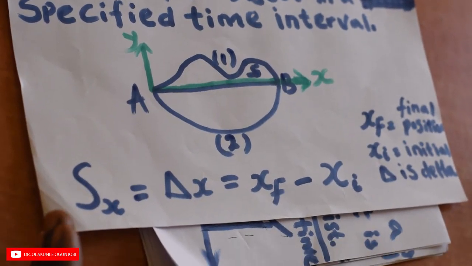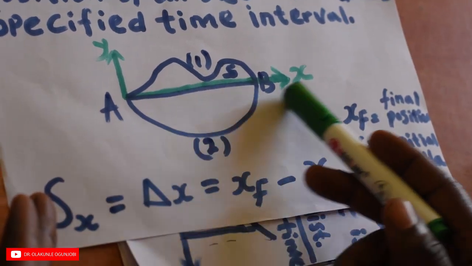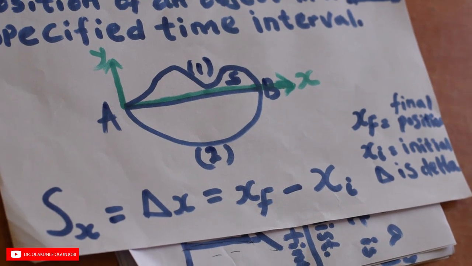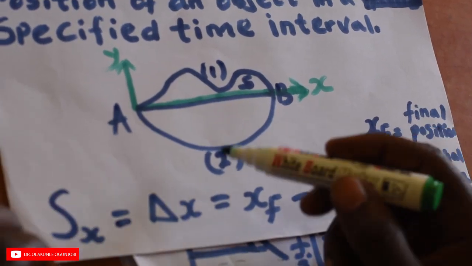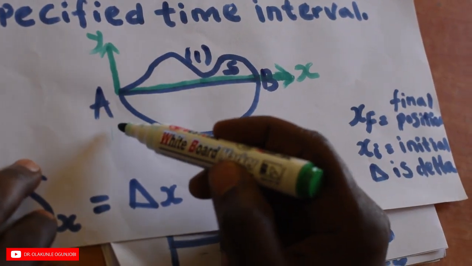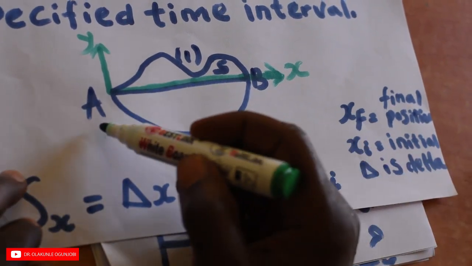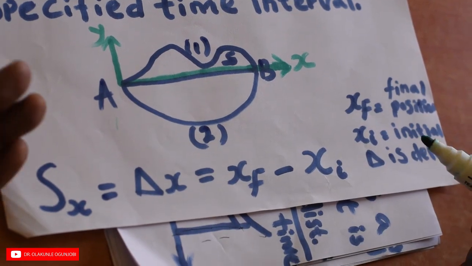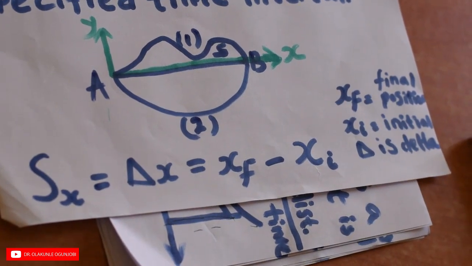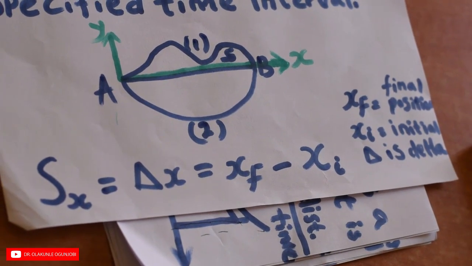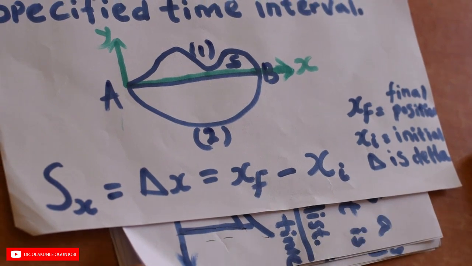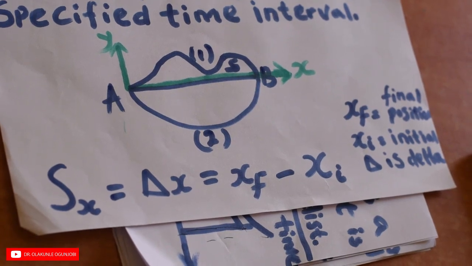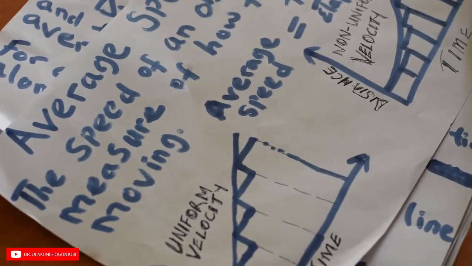We can take that again. There's displacement along the x direction coming from A to B. So in this case, say at point A you have 10 kilometers, and at the final position you have, let's say, 25 kilometers. You know what that means. You have to take the initial position away from the final position. Do you understand that?